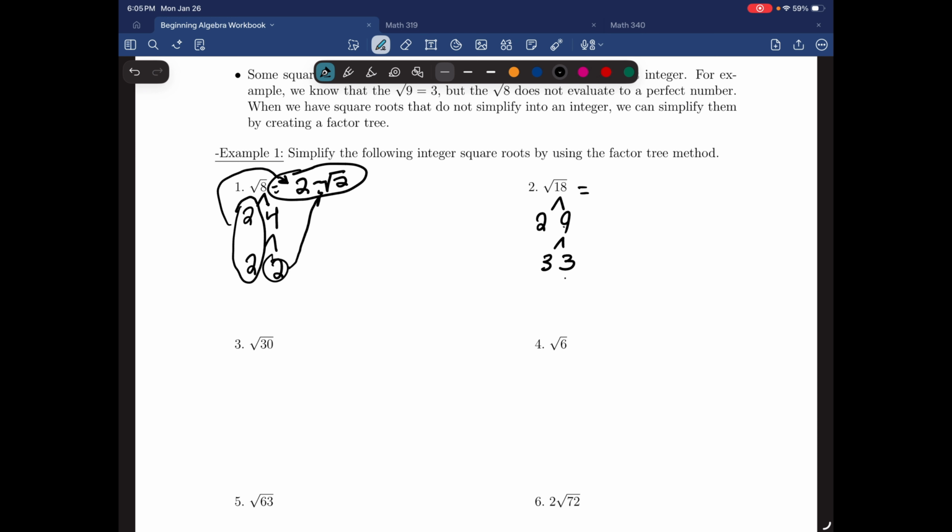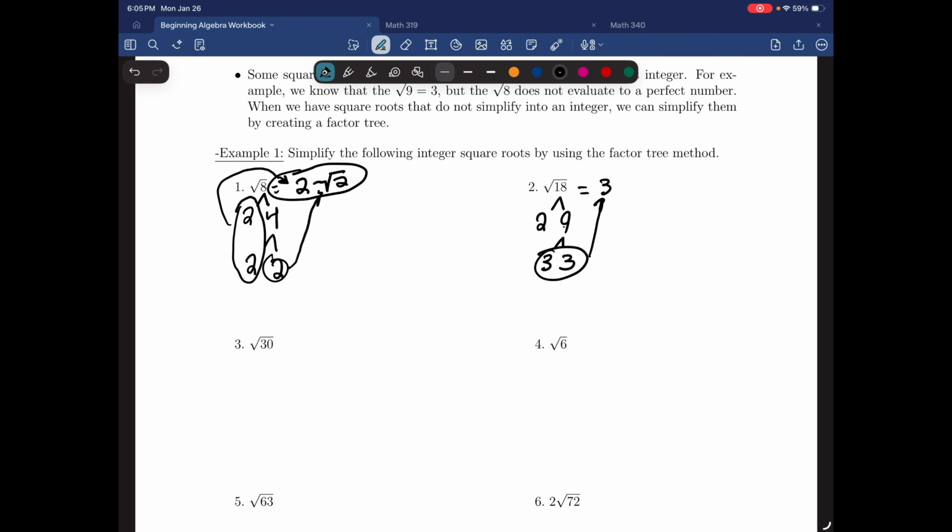And 3 is a prime number, right? Because I can only divide 3 by 1 and itself. So we're done here. And now I have to look for any groups of 2. And I have a group of 3 here. So I'm going to bring that out in front.